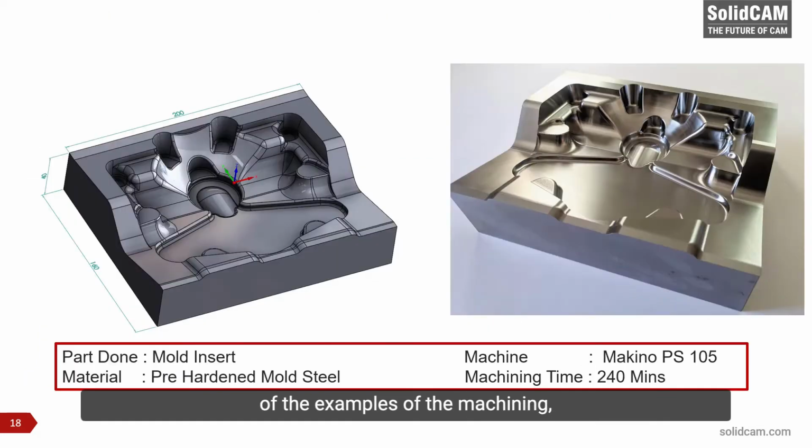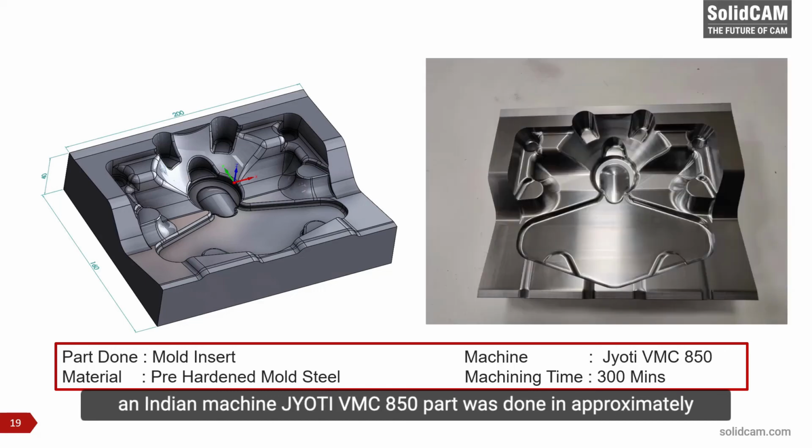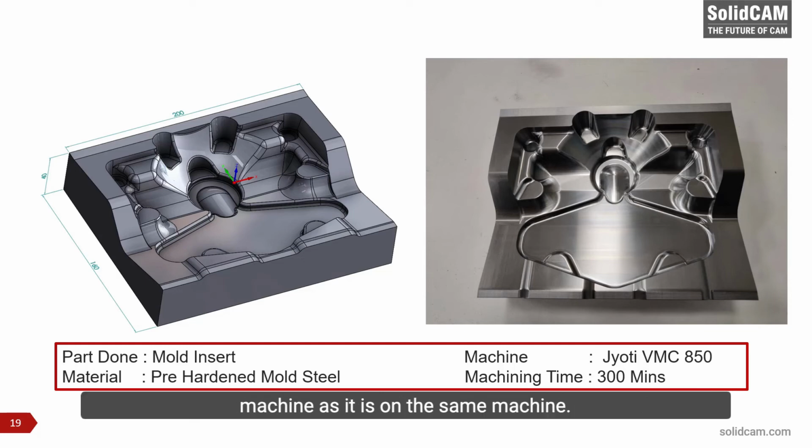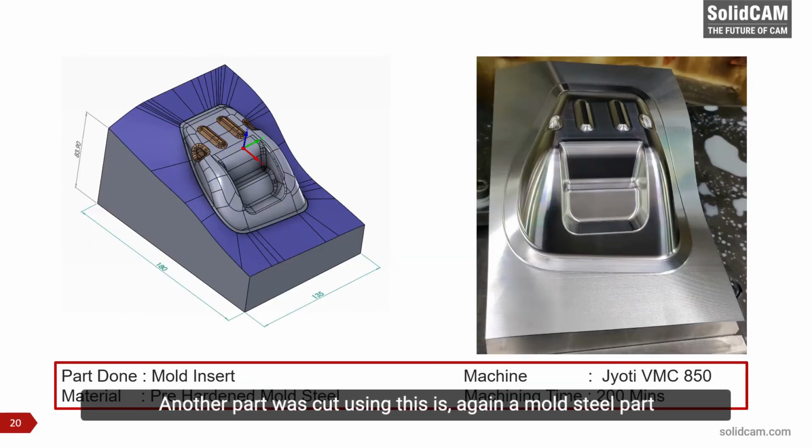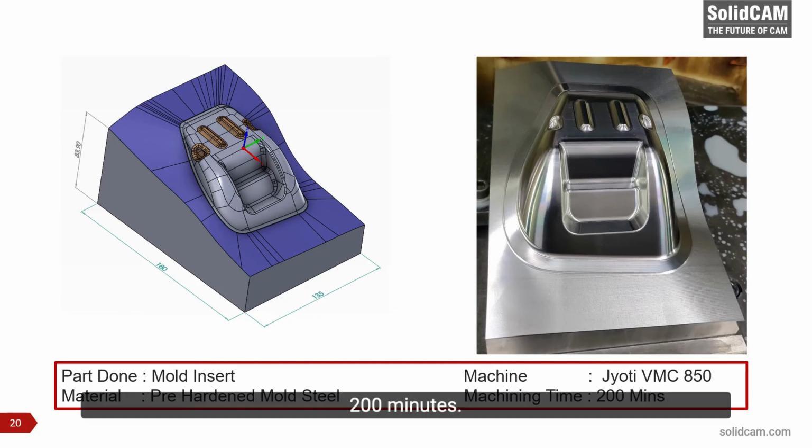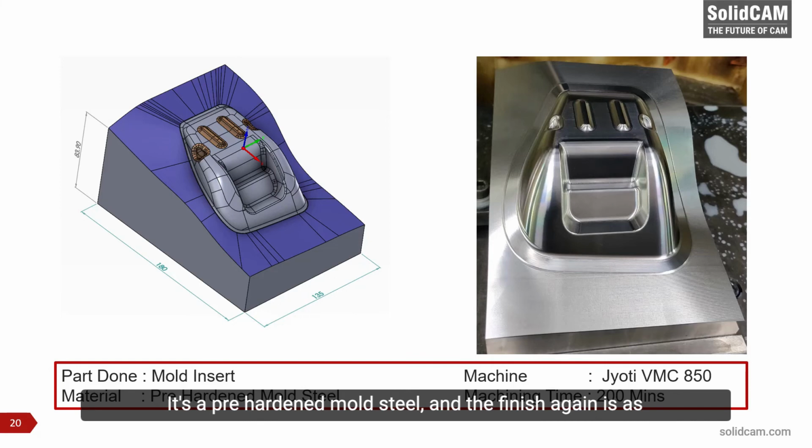Some of the examples of the machining, for example, this particular part was done on a Makino PS105, took 240 minutes. And this finish is as coming out from the machine itself. The same part was attempted on an Indian machine, Jyoti VMC 850. Part was done in approximately 300 minutes, and this again is a finish coming out from the machine as it is. On the same machine, another part was cut, this is again a mold steel part, 200 minutes. It's a pre-hardened mold steel, and the finish again is as coming out from the CNC machine.